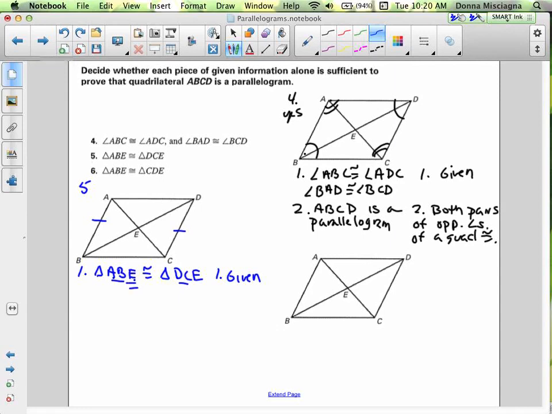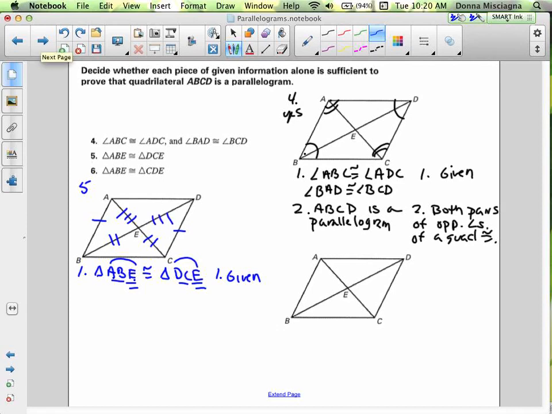BE, which is this one here, is congruent to CE. Uh-oh. All right, well, that's not, I think, going to work out for us. And then AE is congruent to DE.